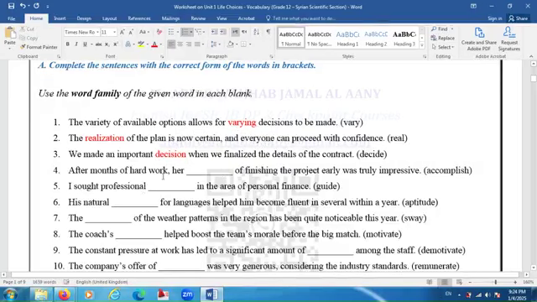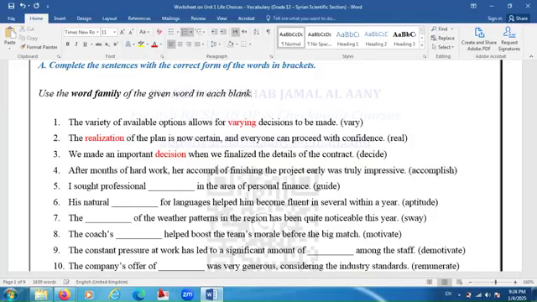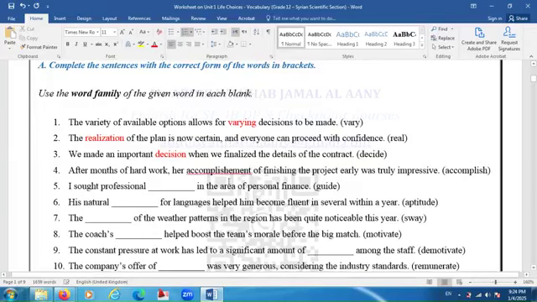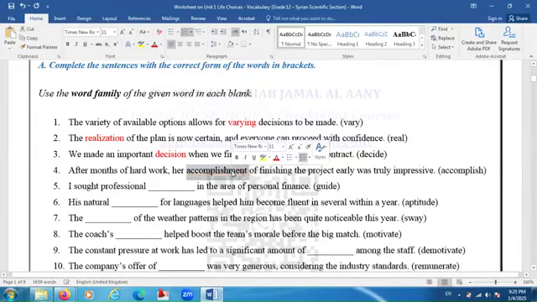After months of hard work, her accomplishment of finishing the project early was truly impressive. Her accomplishment. Accomplishment. We are still in nouns, by the way.